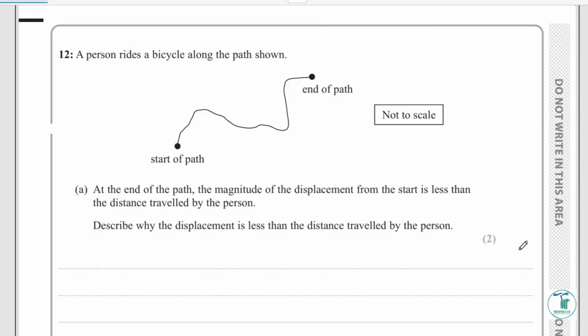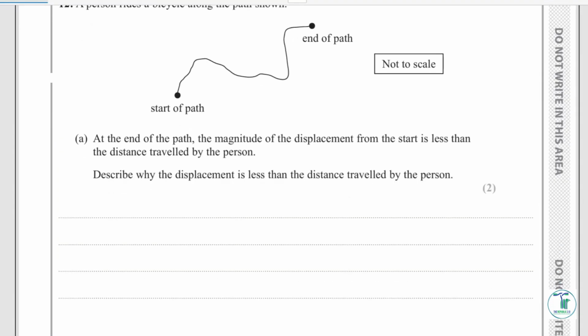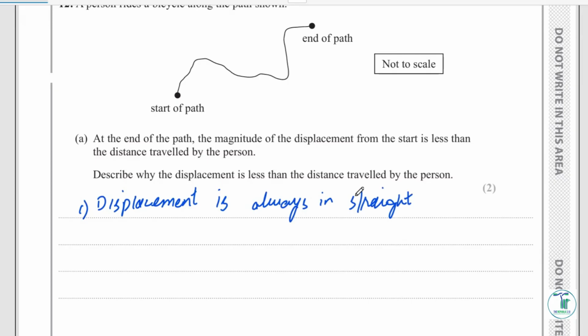So everybody knows that displacement has to be less than the distance. This is a 2-marker question, so we need to write down at least 2 points. First of all, you need to mention that whenever you talk about displacement, the body covers displacement in a straight line, right? Displacement is always covered in a straight line.